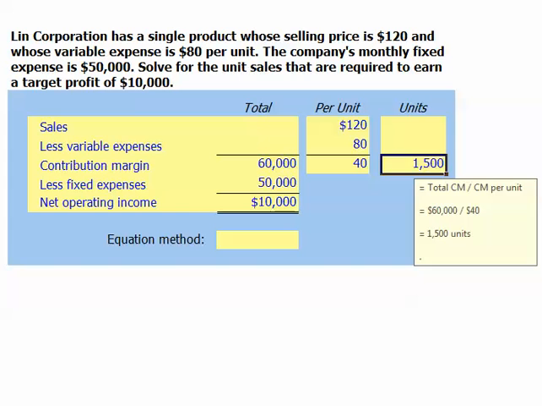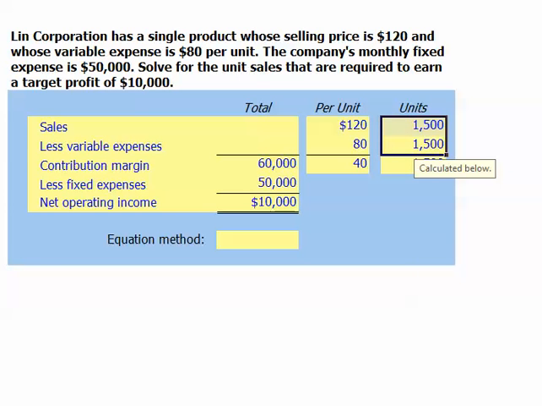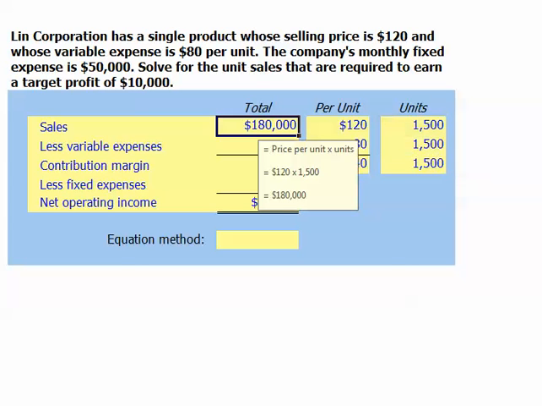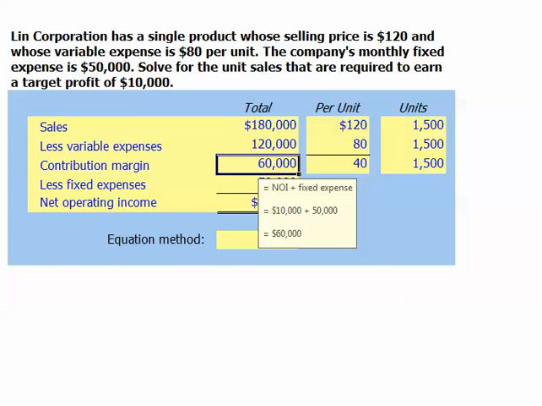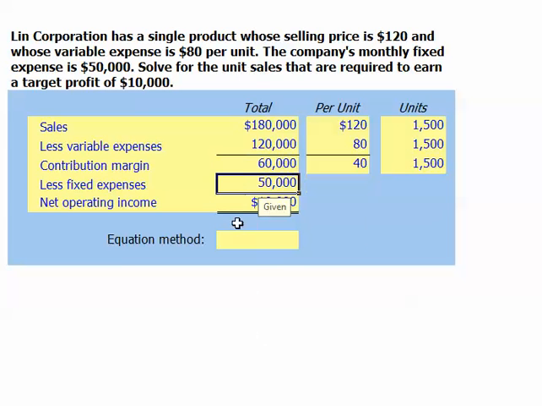We can prove this out by multiplying our 1,500 units by our selling price per unit and our variable expense per unit. Our sales revenue will be $180,000. That's $120 per unit selling price times 1,500 units, while our variable expense will be $120,000. This indeed will give us our contribution margin of $60,000, which, when we subtract our fixed costs of $50,000, gives us our $10,000 net operating income or target profit.